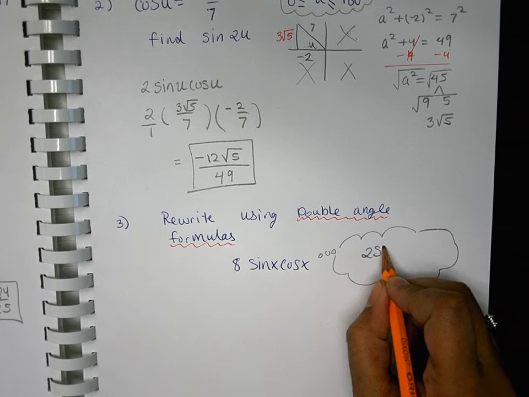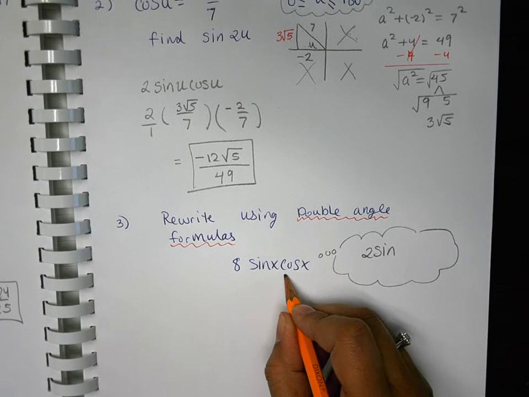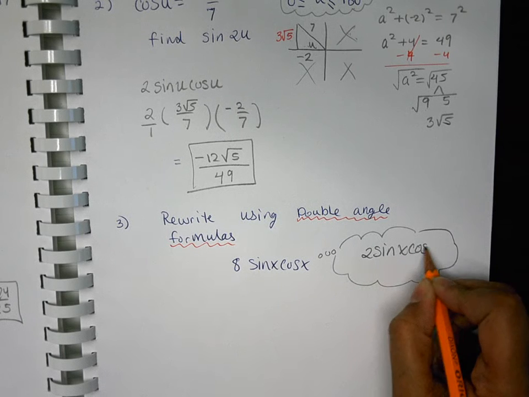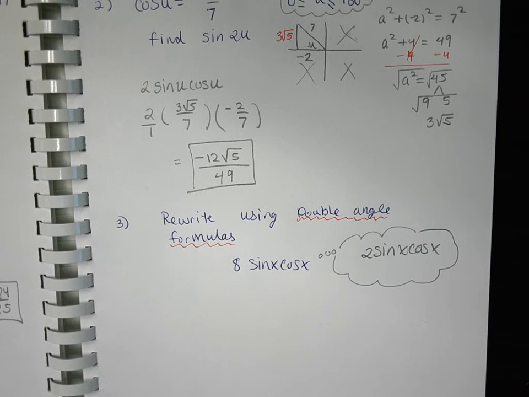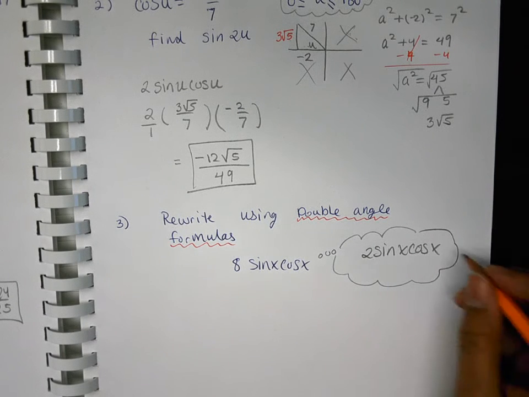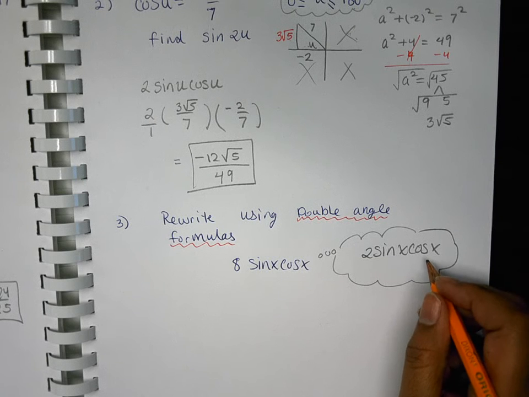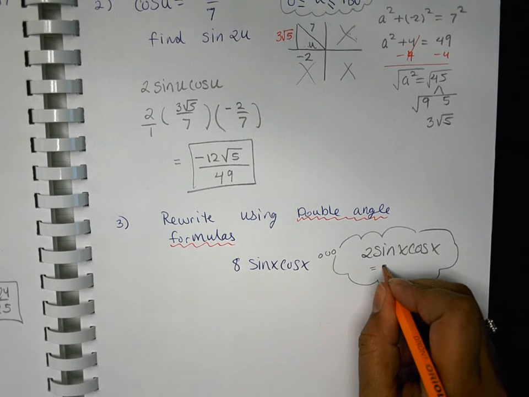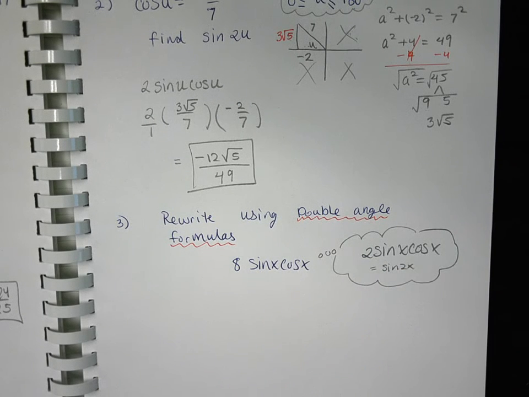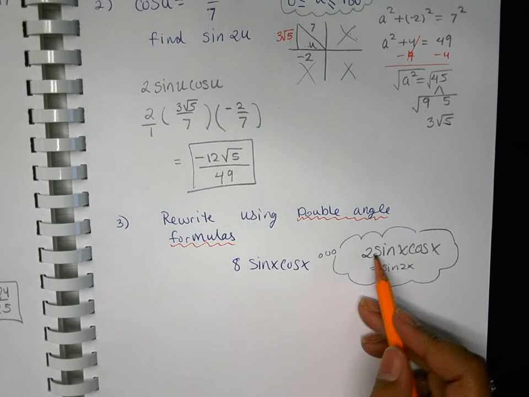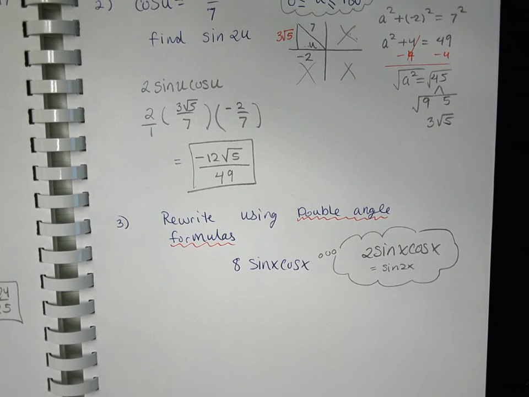2 sine. Can I use x instead of theta? Yes. 2 sine x cosine x. Is that the closest one? Yes. All right. What does this equal, by the way? Sine 2x. Okay. So I want it to look like this, but there's an 8. Any thoughts?